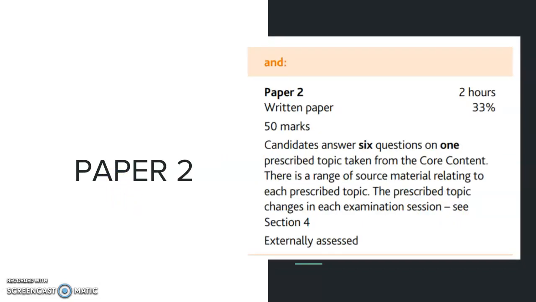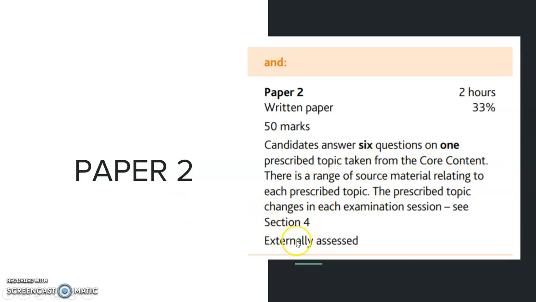And then paper 2 is a written paper as well, 50 marks. The duration will be 2 hours. The paper will be 50 marks and will be converted to 33%. Candidates should answer 6 questions on 1 prescribed topic, meaning candidates should choose only 1 prescribed topic taken from core content, and there will be 6 questions under this topic.